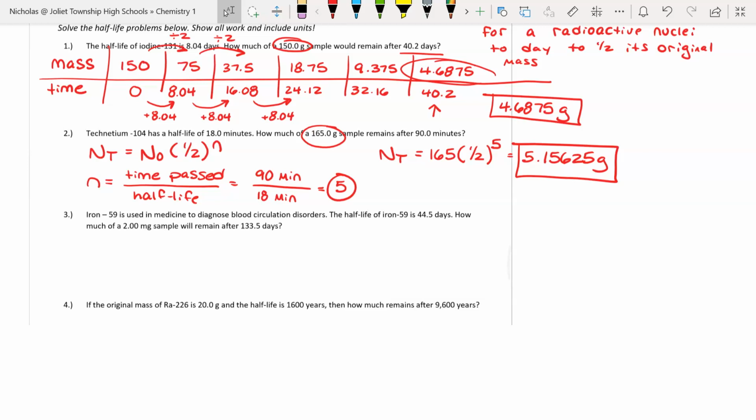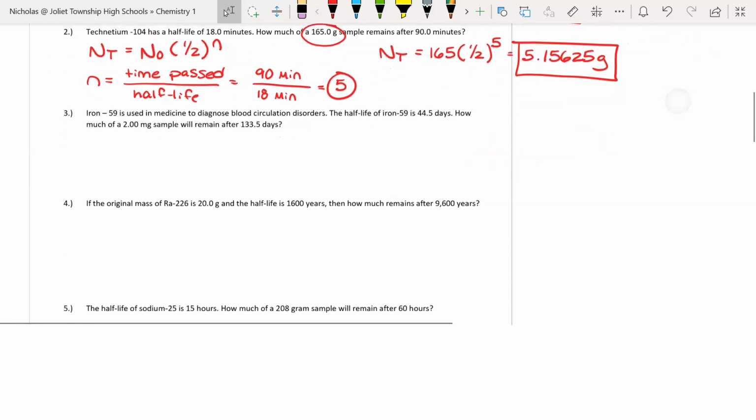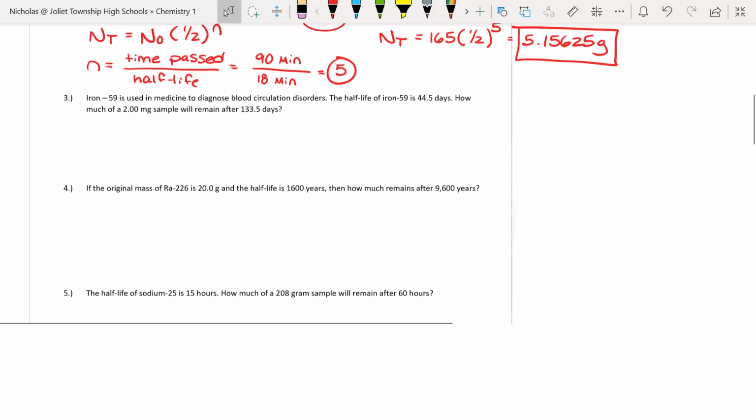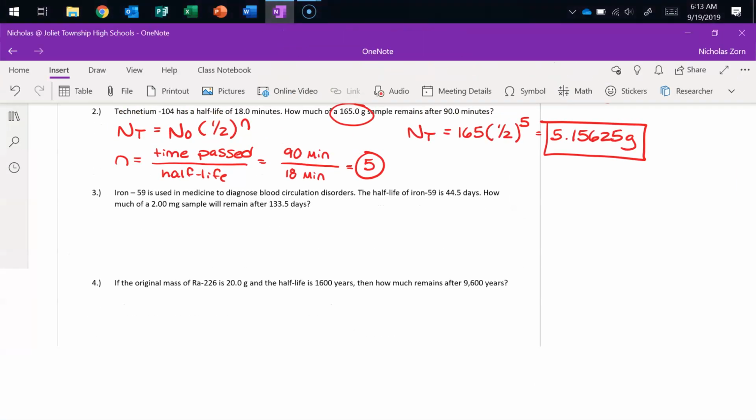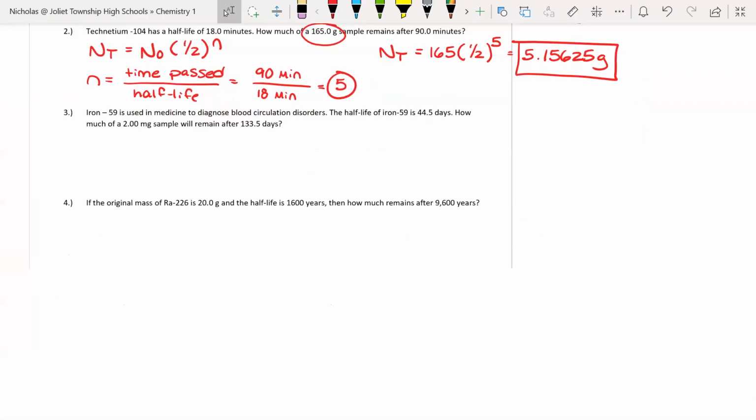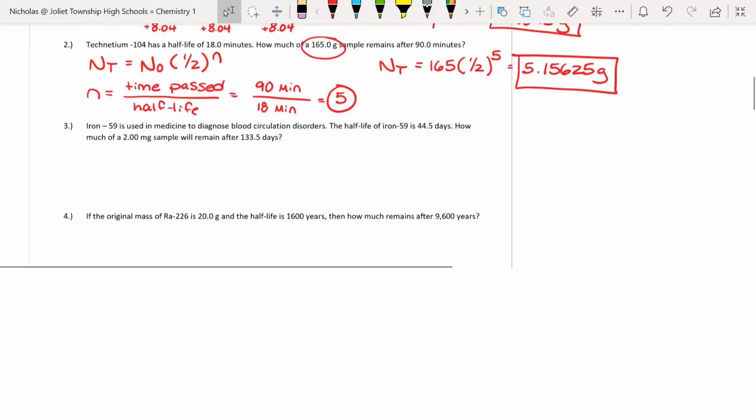All right, let's keep moving on. For some reason, my screen is cut off here. Let me try doing this again. Nope, doesn't want to cooperate. That's fine. We'll just keep working with this.